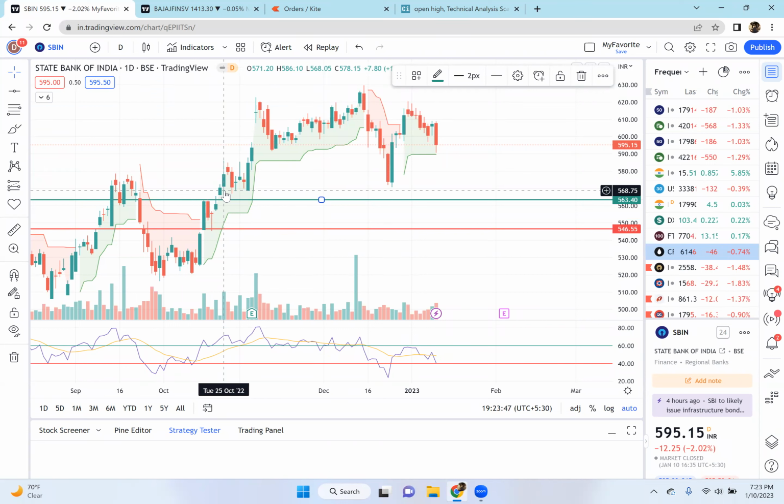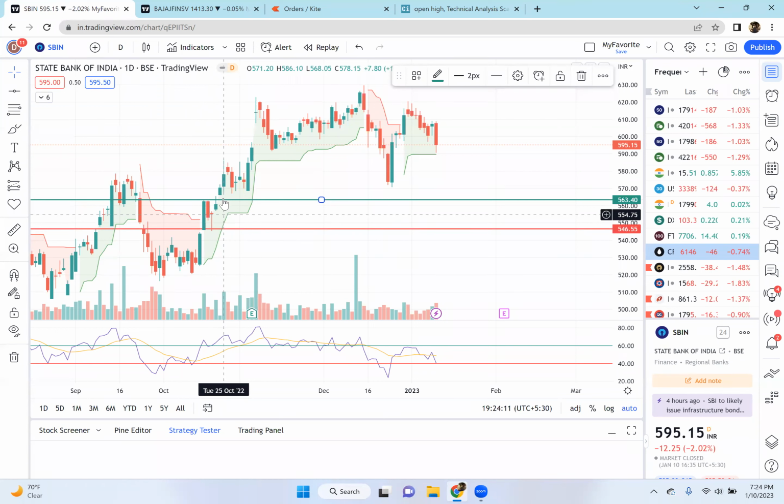So far, so good. Everyone is with me? Okay. So once you make this entry, how do you decide on the stop loss? And what should be your target? So first, let's look at the stop loss. The stop loss will be the low of the mother candle.